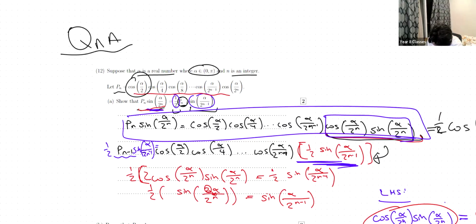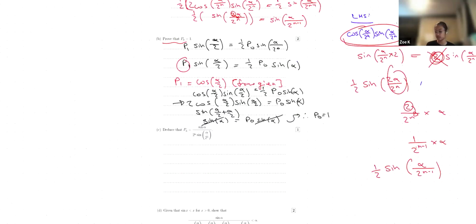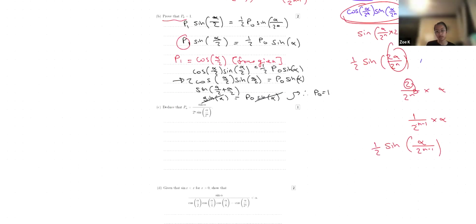So you can say you have sine alpha equals p0 sine alpha, and therefore you can say p0 equals 1, because it's just sine alpha divided by sine alpha. Okay, thank you. No worries. I think the next one is easy, it's just rearranging. Yeah, looks like it.